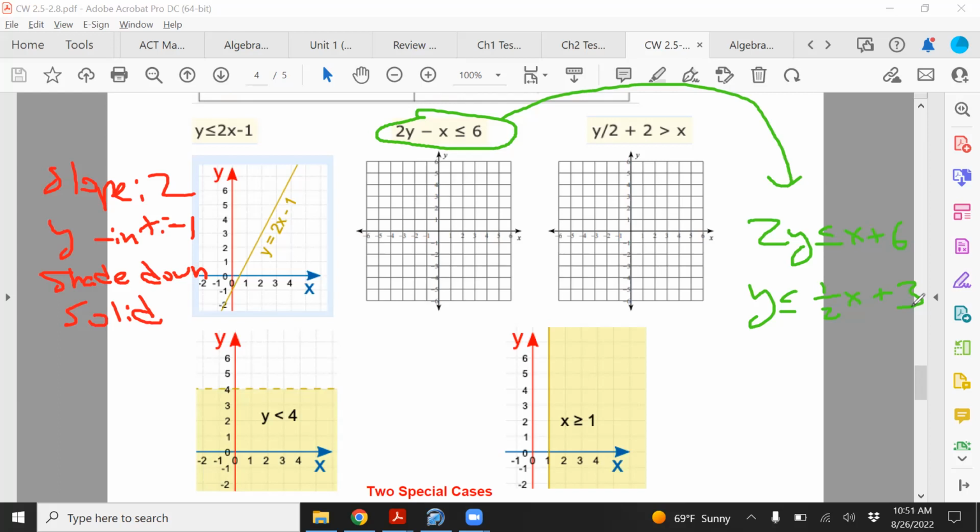The y-intercept is 3. The slope is 1. And it's solid. And down. So less than, if y is less than, then it's down. Go ahead, Patrick. Oh, I was just saying if y is less than, then it's down. Right. Yeah, just confirming.